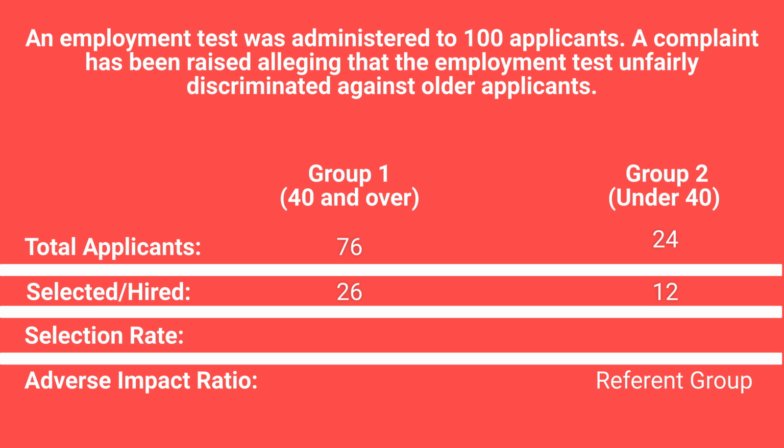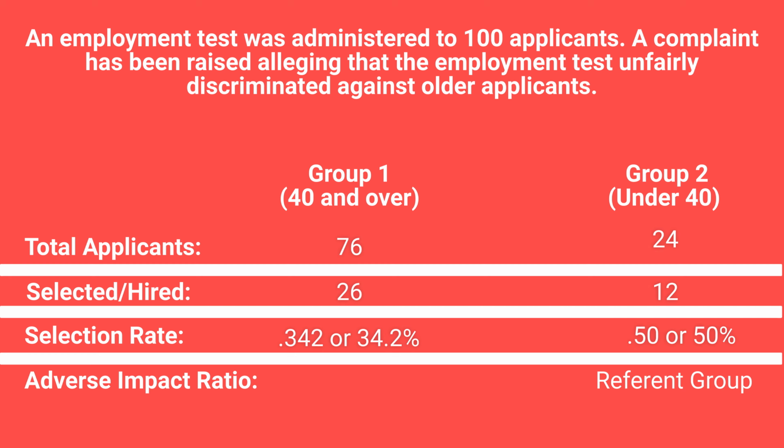The selection rate is calculated by dividing the total selected by the total number of applicants. 26 divided by 76 is 0.342 or 34.2%. 12 divided by 24 is 0.50 or 50%.